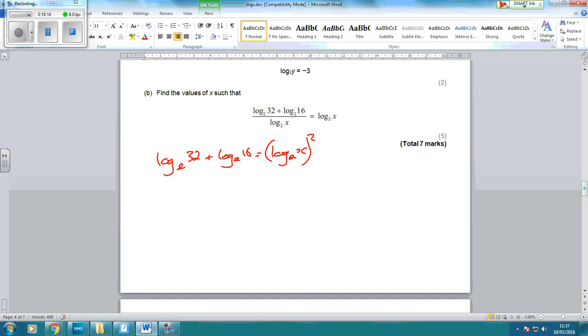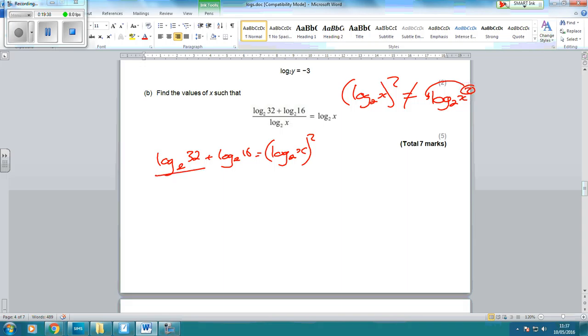Now notice that this one is different. Log to the base 2 of x, times it by itself, does not equal the same as log to the base 2 of x squared. So we can't bring that 2 down, because it's not just the x that's being squared, it's the log to the base 2 of x. The whole thing is being squared, so just be careful with that.